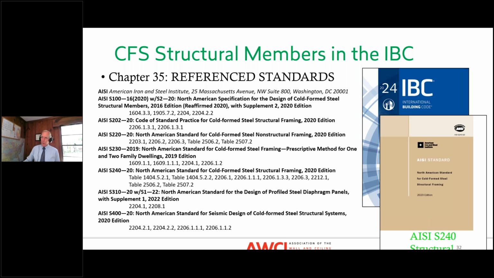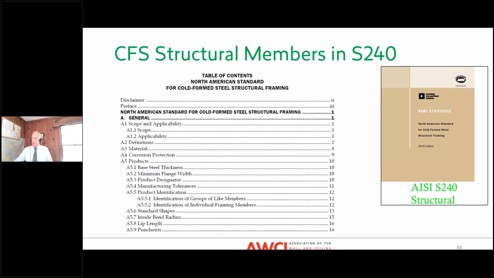But this lists all of the standards starting with S100. It's got the 200 series and even S400 for lateral, which are in here. But we're going to talk primarily about S240 for structural and then S220 for non-structural. And the nice thing about Chapter 35 is it tells you where in the building code S240 is referenced. So within S240, it gives some general information in Chapter A, but Chapter A is where A5.6 is standard shapes.